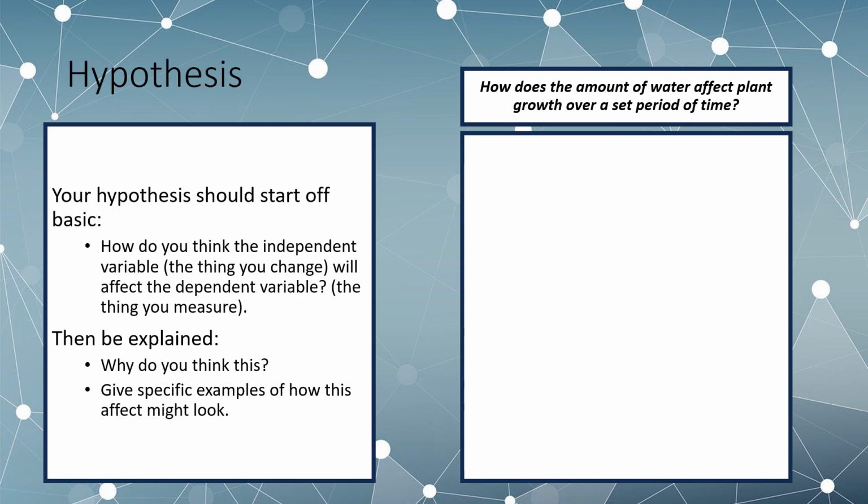Your hypothesis should be done in union with your aim, as this is your prediction of what you think will happen in your experiment. Your hypothesis should start off with a basic prediction. Effectively, how do you think the independent variable will affect the dependent variable? So that is, how do you think what you're changing will affect your measurements in this experiment? To really develop your hypothesis, you should then explain your reasoning. So why do you think this? It's always good to give specific examples of how this effect might look on your data.